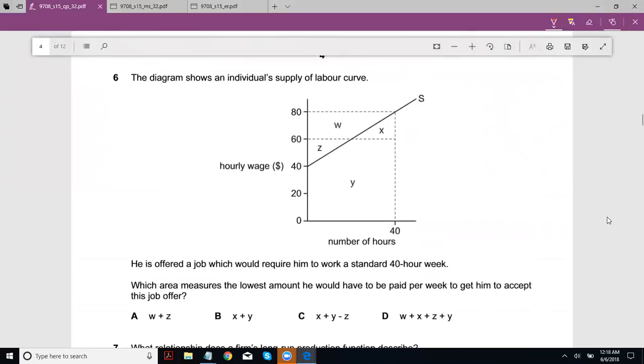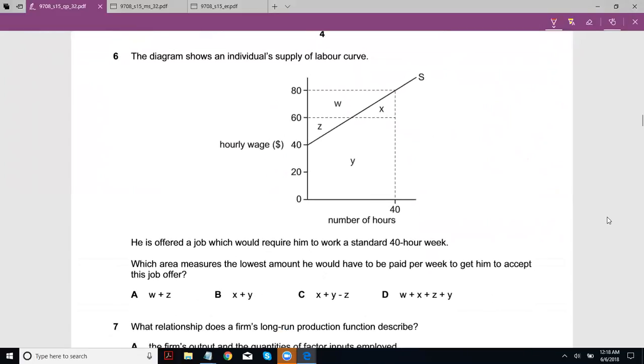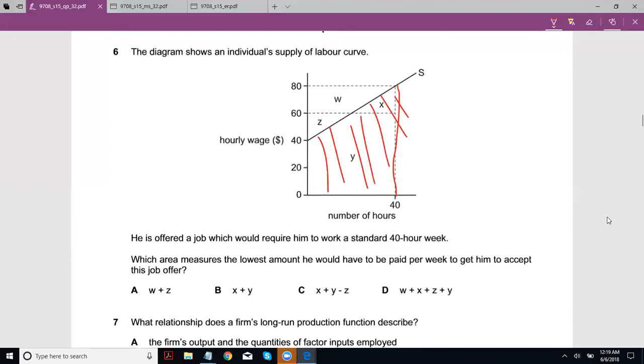The diagram shows an individual supply of labor curve. He is offered a job which would require him to work a standard 40-hour week. Which area measures the lowest amount he would have to be paid per week to get him to accept this job offer? So you're just looking at his reservation price, his supply price, his transfer earnings, which is Y plus X.